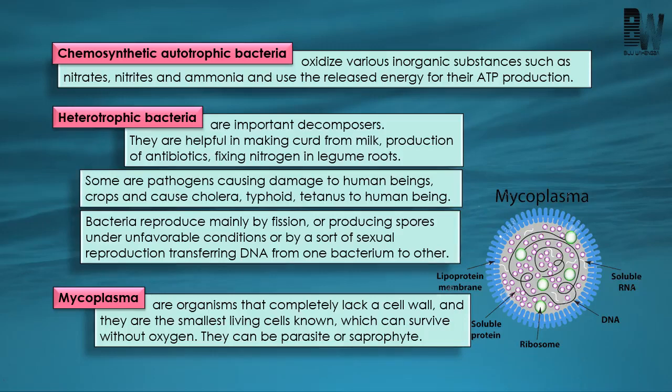Next come to heterotrophic bacteria. So these are the eubacteria which cannot synthesize their own food and have to depend on others as parasite or saprophyte. And those saprophytic bacteria, they are usually decomposers and they usually help in recycling of nutrients. And some parasitic bacteria, they may be pathogenic to plants and animals.